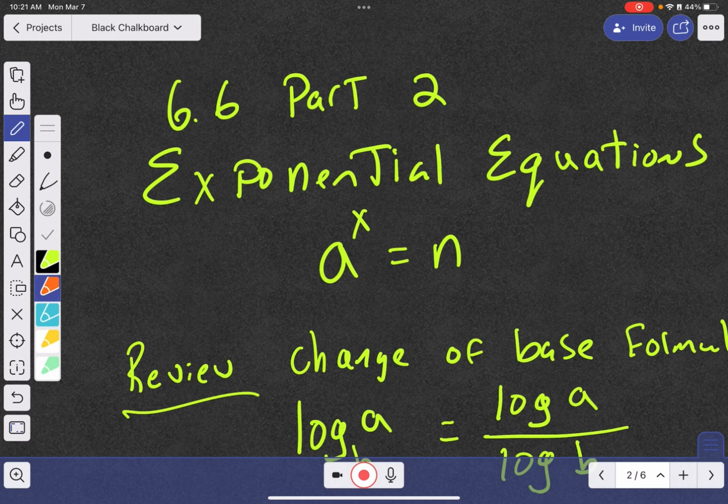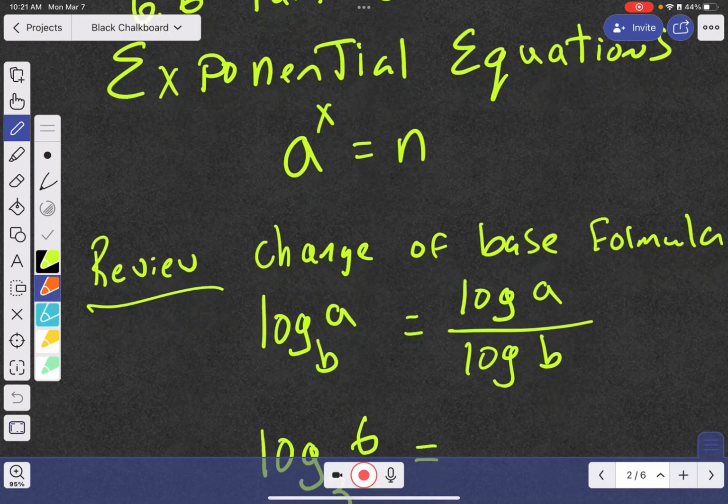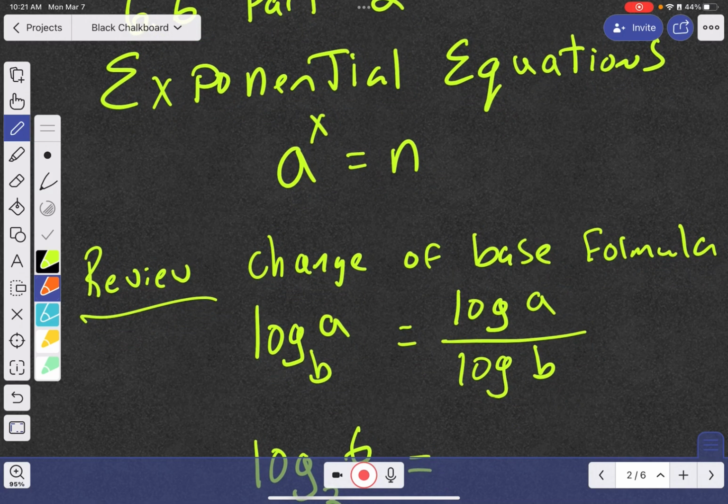And kind of the same basic things are going to apply with exponential equations as with logarithmic equations. You have to get a single base to an exponent equal to something. When we do this, one of the nice things about this is that now we can use the change of base formula to help us do this.